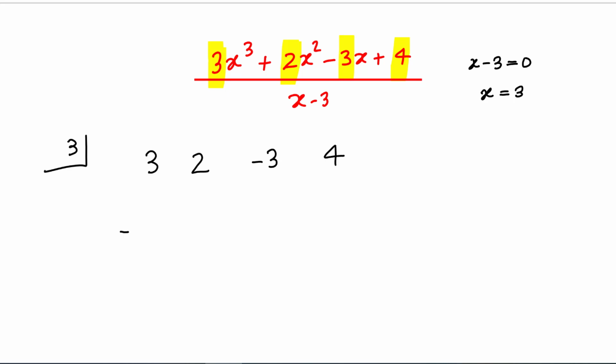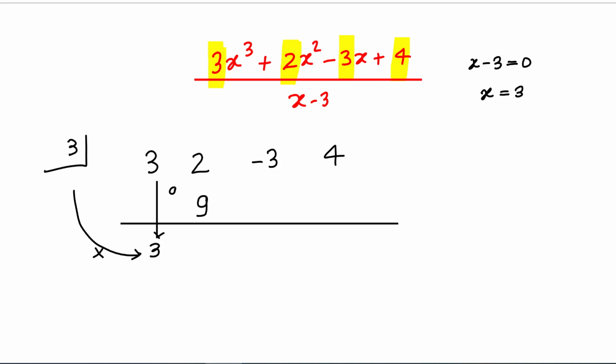In the first step, we have to simply put this 3 here. And then we have to multiply this 3 with the 3, so we will have 9. This 9 goes here, and then you have to add. So 9 plus 2 is 11. The next step, you have to multiply 3 with 11.